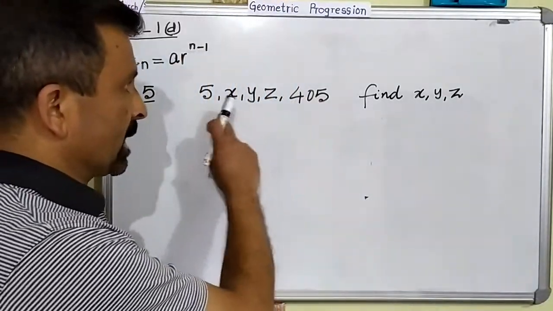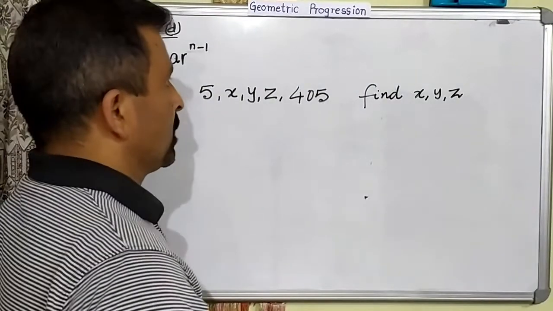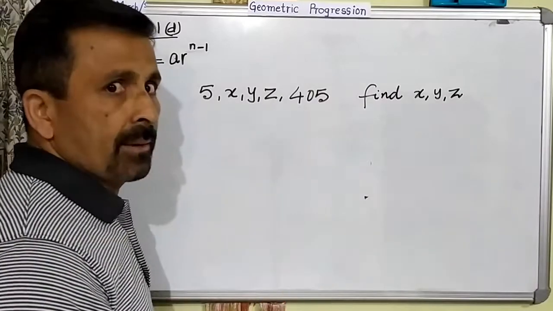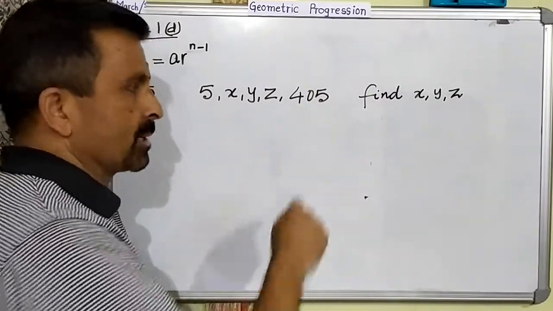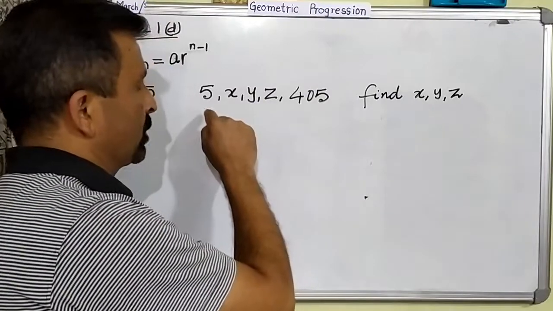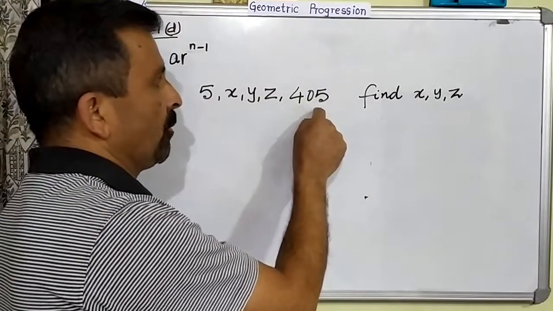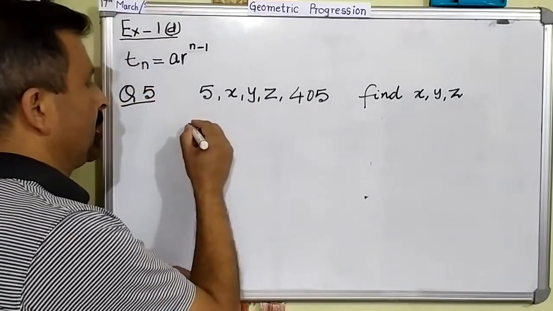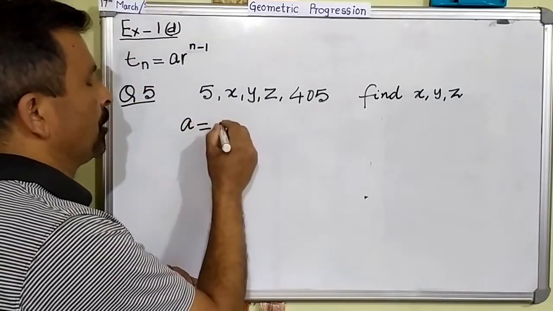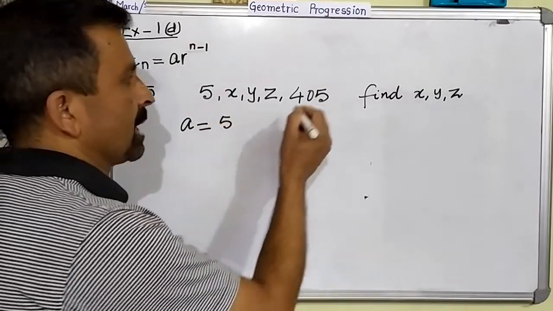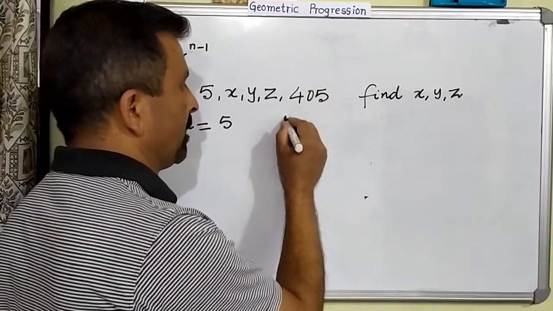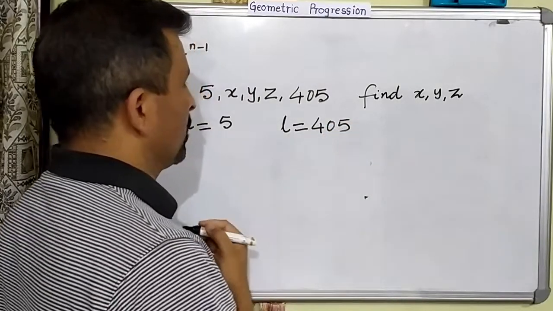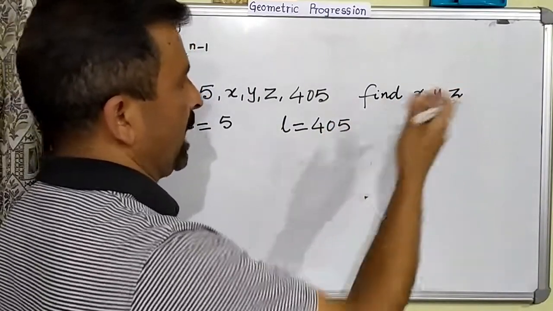If you look at this series, you will understand that here the first term is given and the last term is given. We will not call this the fifth term, better to call this the last term. So we have a total of 1, 2, 3, 4 and 5 terms, out of which a is the first term, that is 5, and the last term is given as L equal to 405. Now with this we will find the value of x, y and z.